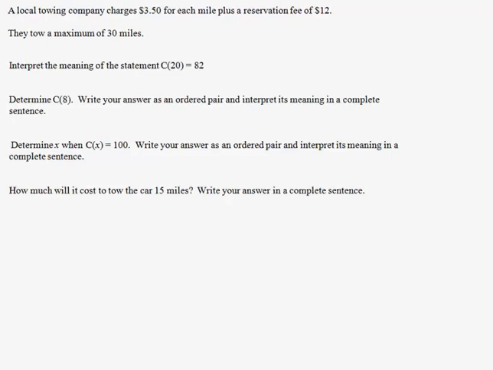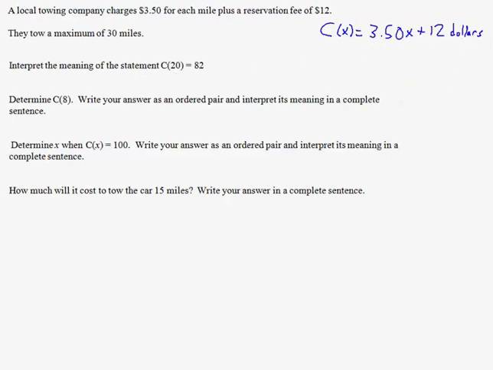This is a continuation of a previous problem where we found that the total cost for towing a car was C of X. The story is that they charged $3.50 for every mile, and X is the number of miles towed, and there was a flat reservation fee of $12. In fact, in the previous video, I think I even wrote dollars here, and I tried to justify why we like to put the units on the output, because this is the output right here in the equation.